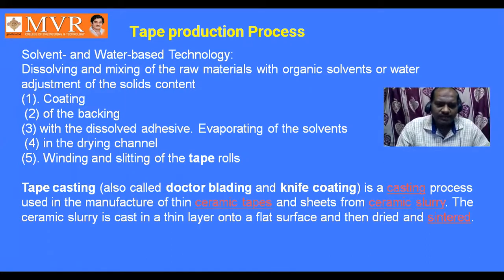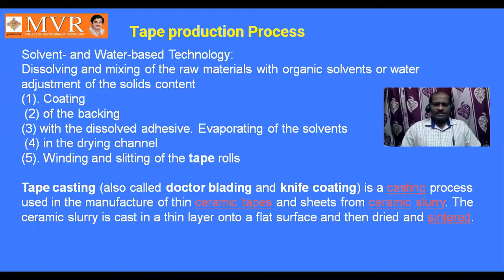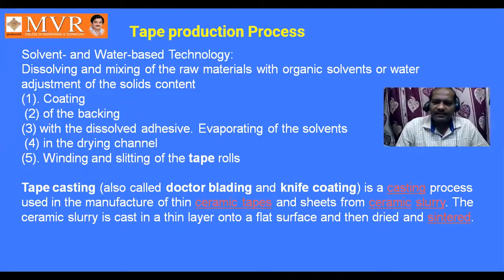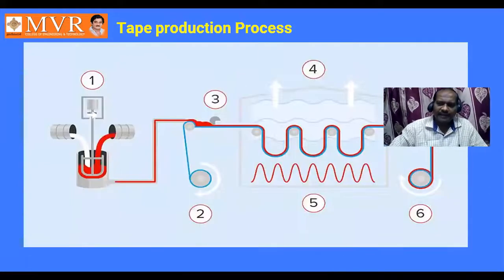So another name for tape casting is doctor blading and knife coating, a casting process used in the manufacture of thin ceramic tapes and sheets from ceramic slurry. A ceramic slurry is cast in a thin layer onto a flat surface and then dried and sintered. So this is a simple process which we can understand. Let us have that one in the form of a diagram.